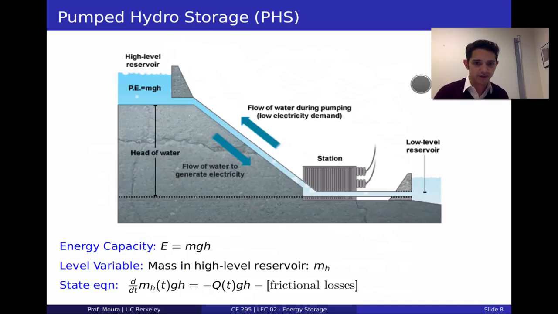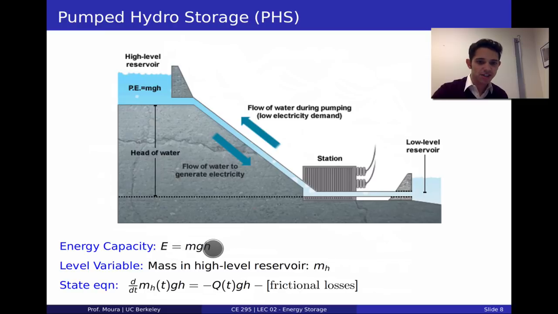The way this works is as follows. When you have excess power production, what you could do is run some pumps to pump water from the lower reservoir up to the higher reservoir. So the pumps are consuming energy, and they're basically storing that as gravitational potential energy by moving water up to a higher reservoir. Then, when you want to discharge energy from this storage device, you'll allow the water to run downhill and turn turbines, which can produce electricity.